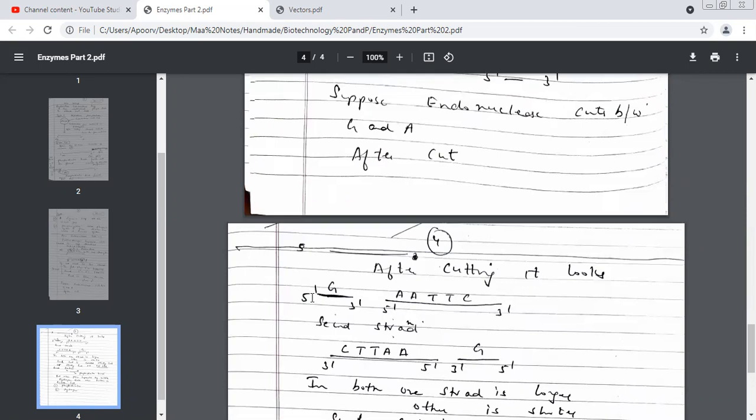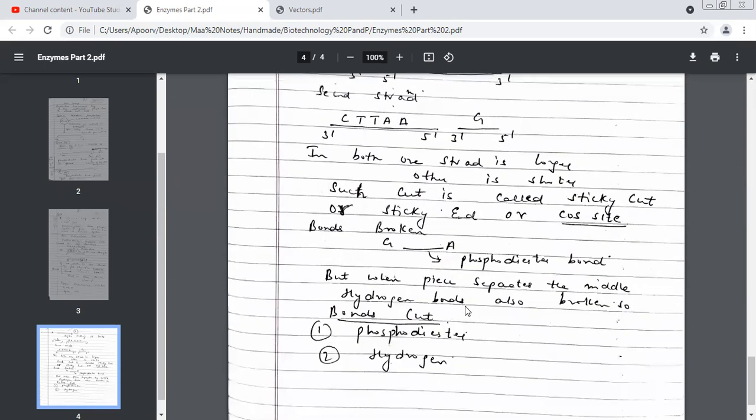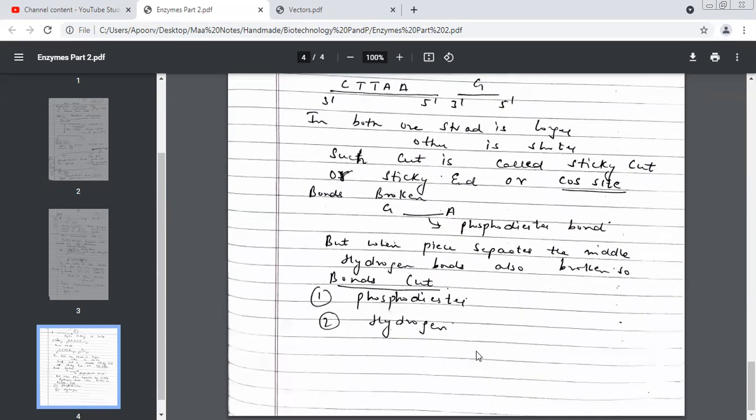So the first kind of bonds being broken are the phosphodiester bonds between A and G. Again, the same reason, we had an OH over here. At 5 prime we have what? OH. And even the bonds between these will get damaged. When this separates, these bonds will also get damaged. The bond between AA is hydrogen, the bond between TT is hydrogen. So there are two kinds of bonds broken in a sticky cut. Which are the two bonds? Phosphodiester and hydrogen.